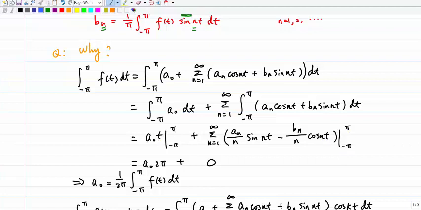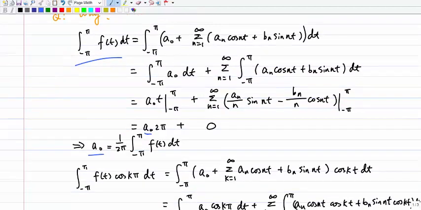Here we have a0 times pi minus a0 times minus pi, so it's a0 times 2 pi. This guy is 0 because sine n pi is 0, and the cosine n pi terms at pi and negative pi are equal, so they cancel out. So this becomes 0, and this one is just a0 times 2 pi. Then if you divide both sides by 2 pi, a0 is just 1 over 2 pi times this integration. That's how we figured out a0.